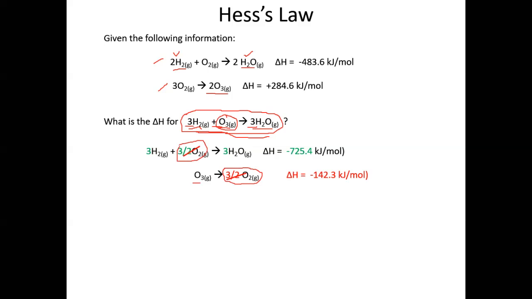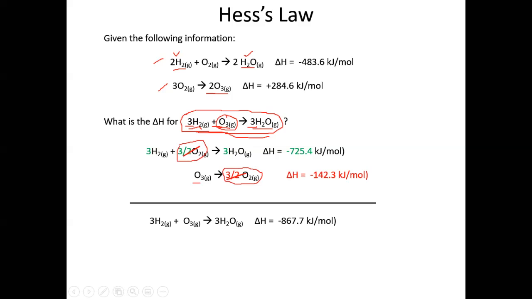And so now what we do is we add the two equations together and we add the delta H's. Just 3H2 plus 1 ozone gives 3H2O, and we get our delta H by adding these two together. Again, this equation at the bottom has to be the same as the equation we want. And you just add the two delta H's. I'll give you a few seconds to kind of mull over this, and we'll go on to the next example.